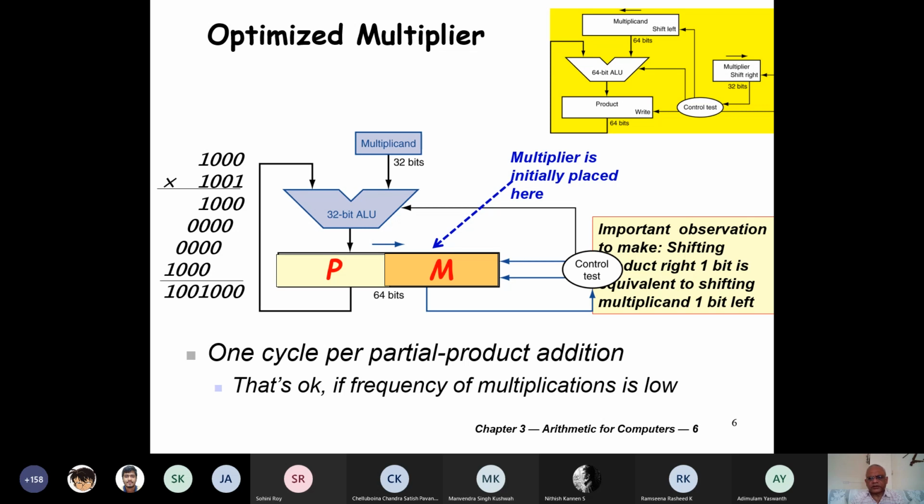The same thing is there in the book, but the book does not describe so much, as I was saying last class. So initially the product is on the left side, all zeros, and the multiplier is on the right side. And here it takes a number of cycles for the multiplier to complete multiplication. One cycle per partial product addition.